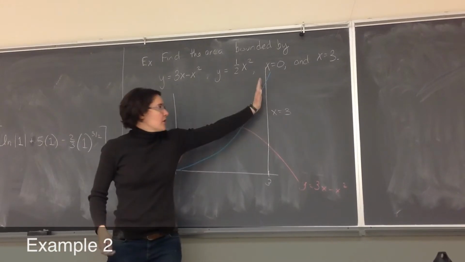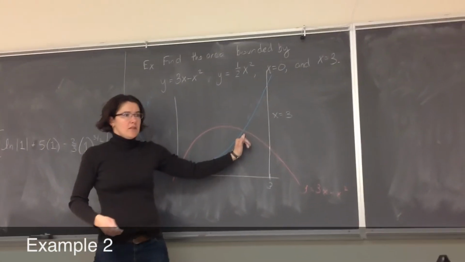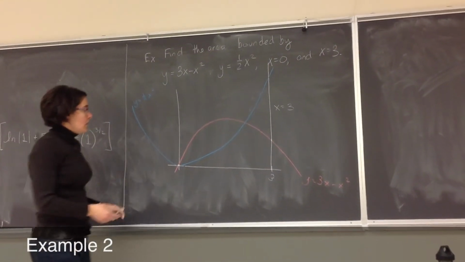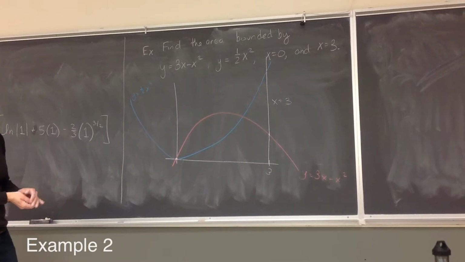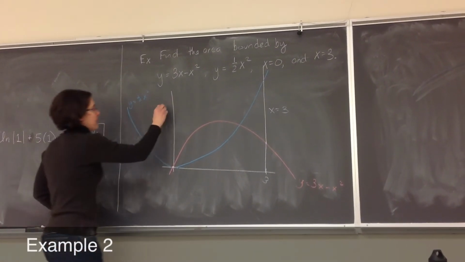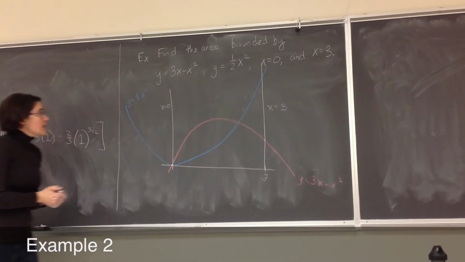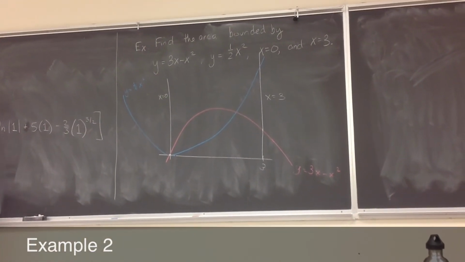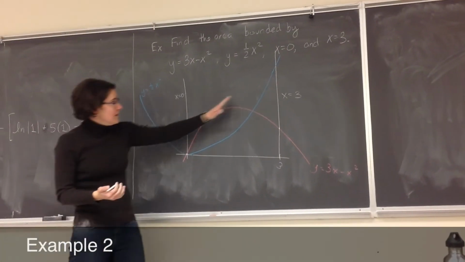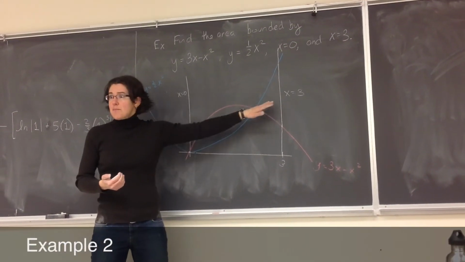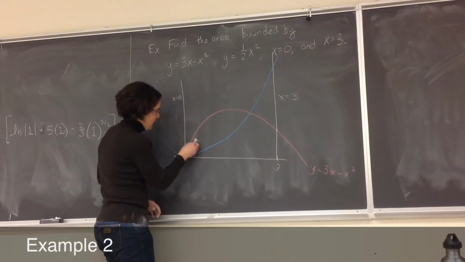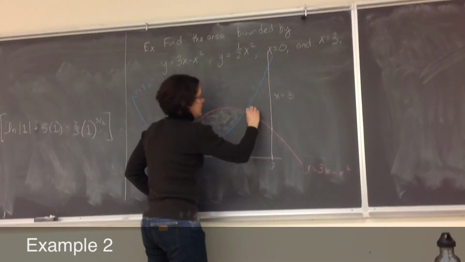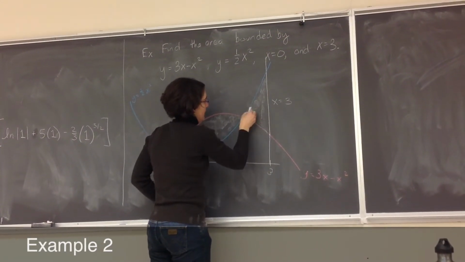x equal to 3 is a vertical line over here that occurs past the other intersection point. Okay, so we want to find the area bounded by y equals 3x minus x squared, y equals 1/2 x squared, x equals 0, and x equals 3. When I look at these, what I actually see here are two separate regions. I've got this sort of almond-shaped region, and then I also have this kind of triangular region over here on the side.